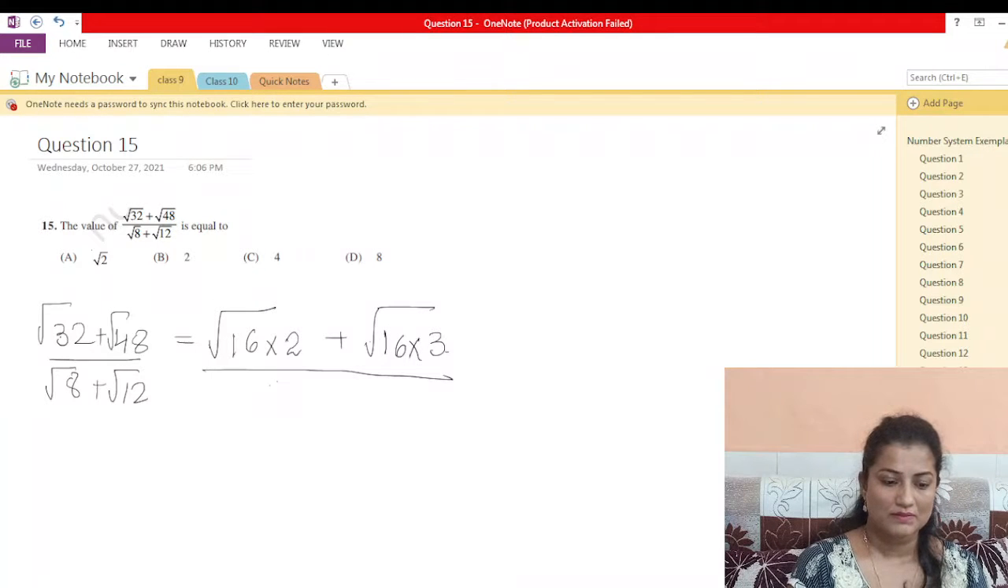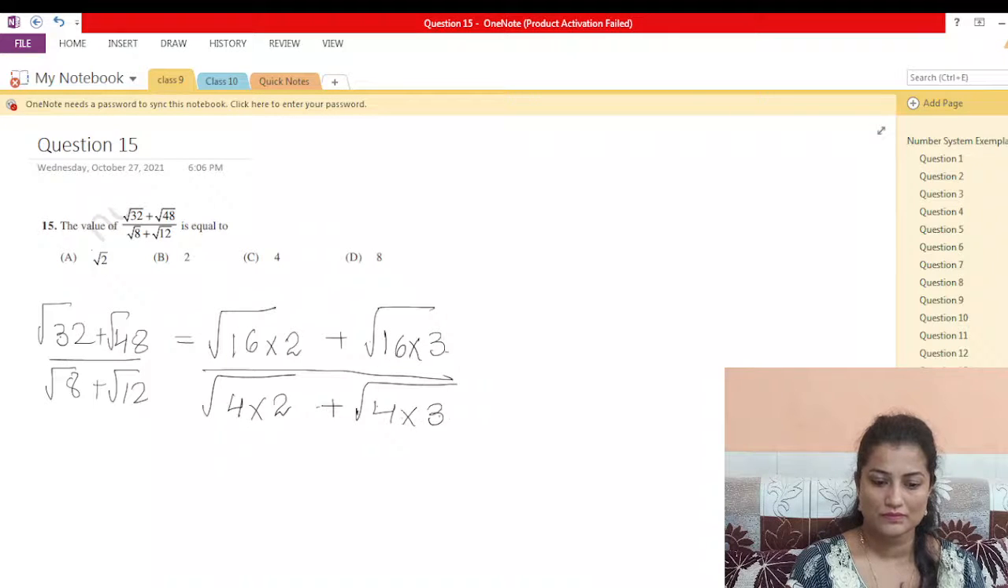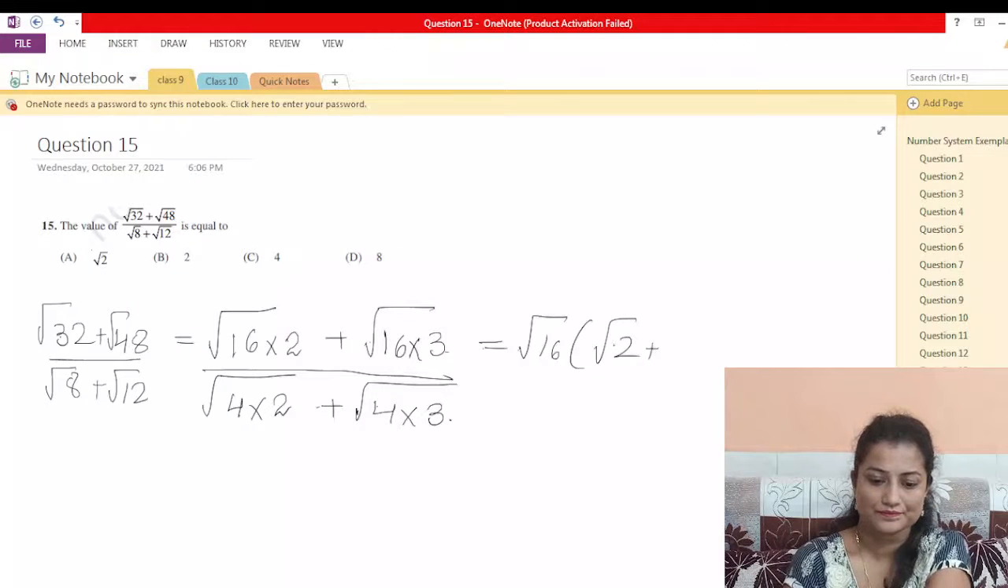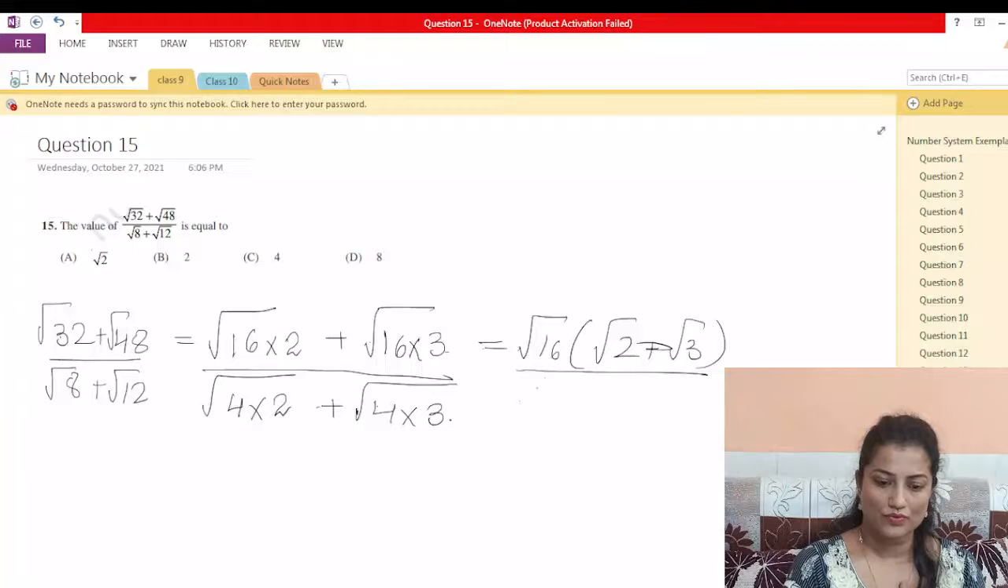Divided by, similarly root 8 can be written as root of 4 into 2, plus root 12 can be written as root of 4 into 3, right? Now from the numerator, root 16 is taken as common, so we can write root 16 common. In the bracket we will get root 2 plus root 3, right? Similarly, from the denominator, we will get root 4 common. In the bracket, we are getting root 2 plus root 3.